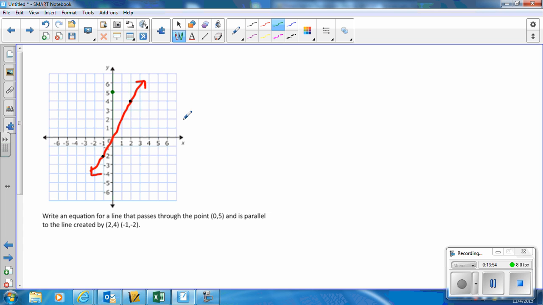Parallel means I need the same slope. So let's figure out the slope of this line right here. If I just think about rise over run without actually plugging it into my formula, I start at this point, go up 1, 2, 3, 4, 5, 6. So my current slope is 6 over, then how many do I go over? 1, 2, 3. 6 over 3. 6 divided by 3 we know is 2, so my slope is actually 2.